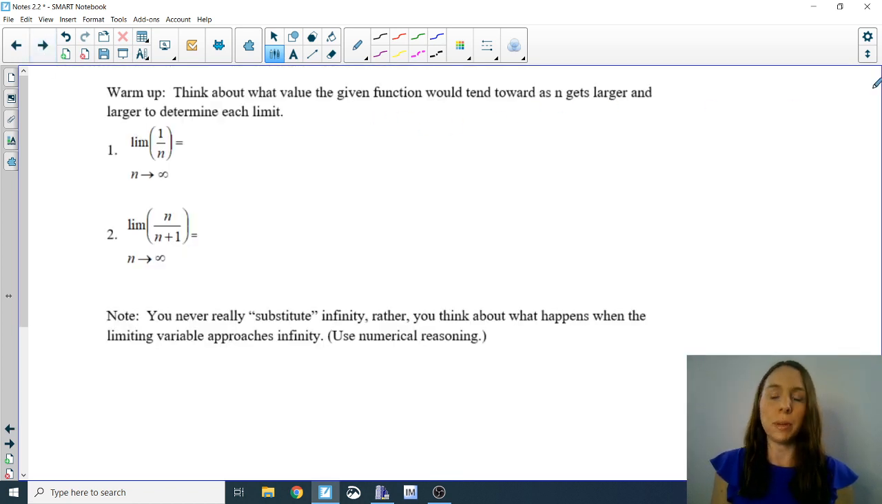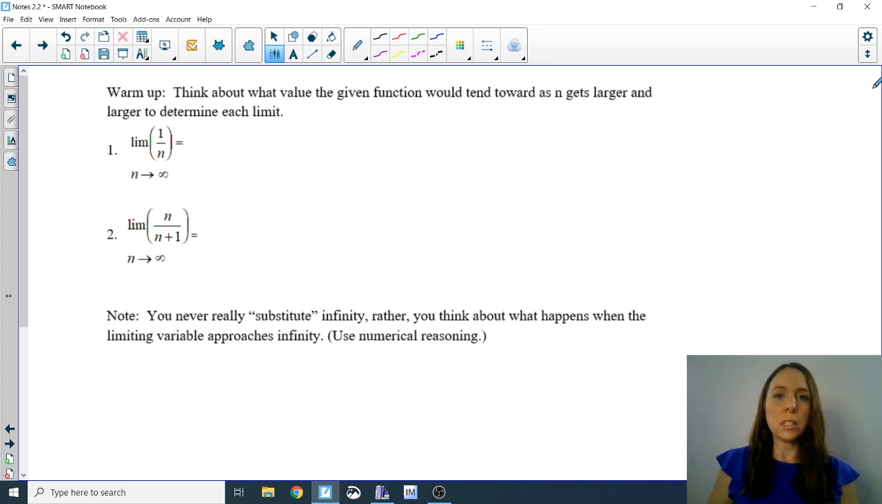We have a little warm-up here where I show you limits, and hopefully at this point you're getting comfortable with this limit notation. For each of these, I want you to try to come up with the answer to the limit. In the directions, it says think about what the given function would tend toward as n gets larger and larger to determine each limit. So that's sort of a little hint. There is another hint in the note toward the bottom.